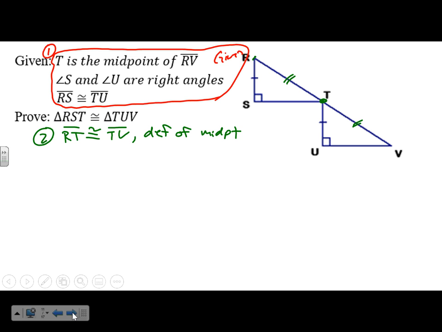So we have a right angle. So that's one thing we need. That's the given. It tells us that RS and TU are congruent to each other. That's one. That's the leg. And then we just prove the hypotenuse is congruent. So now I know triangle RST is congruent to triangle TUV by the hypotenuse leg theorem.